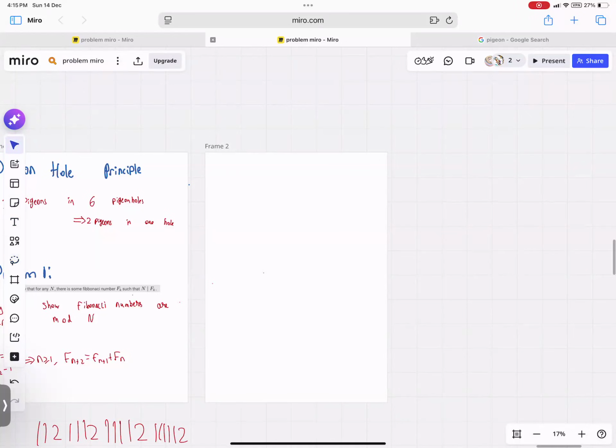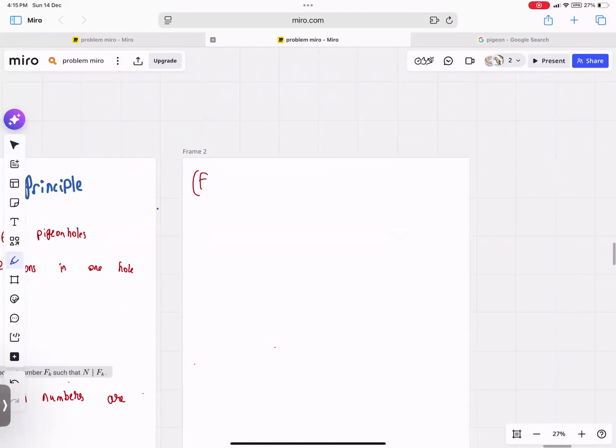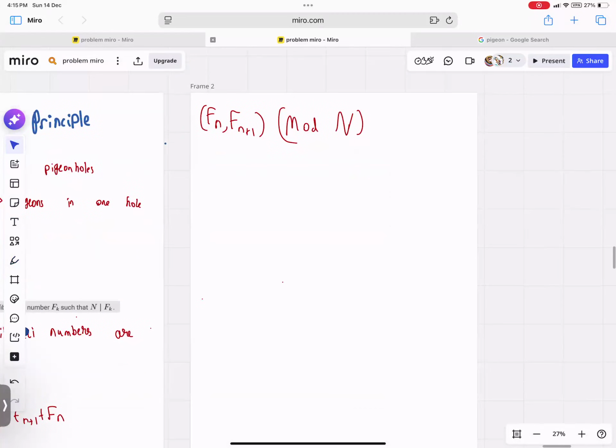So we have, consider pairs Fn, comma Fn plus 1 mod n. Now the point is, because there are finitely many possibilities for these, namely this is between 0 to n minus 1, and this is from 0 to n minus 1, so it's n squared possibilities. We get that there are finitely many possibilities for this. So by PHP, some two will be the same.